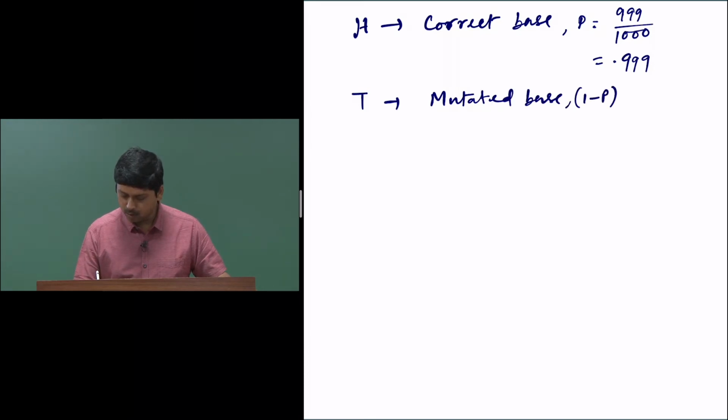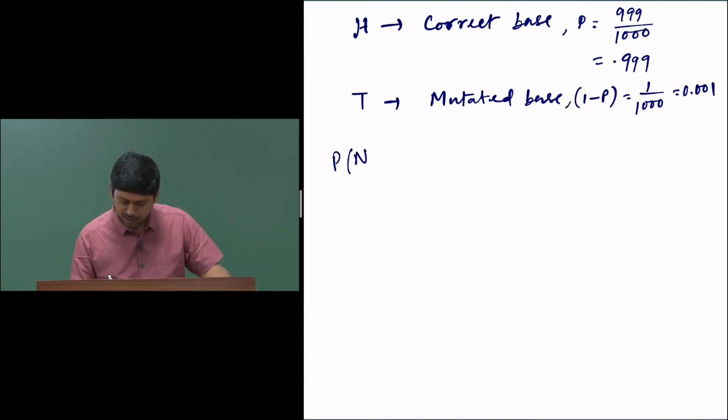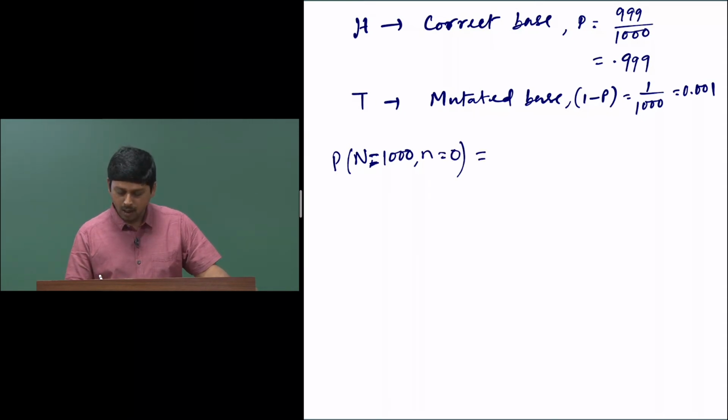So, it is denoted as 1 minus p, which is 1 by 1000 or 0.001. Once we know that, we have to calculate the probability of P_n(n), where N equal to 1000 and small n equal to 0. How many ways can you do that?